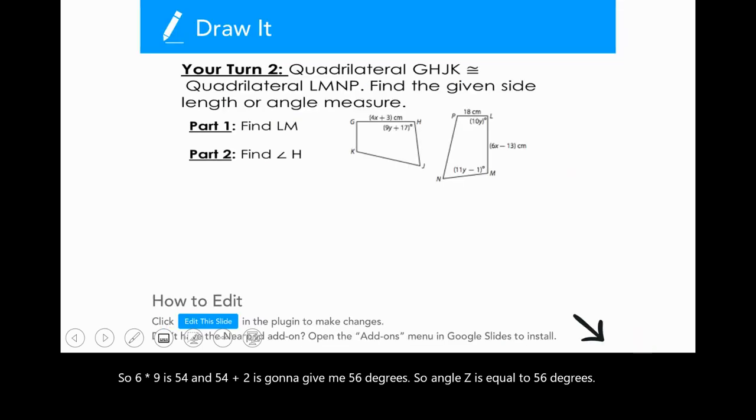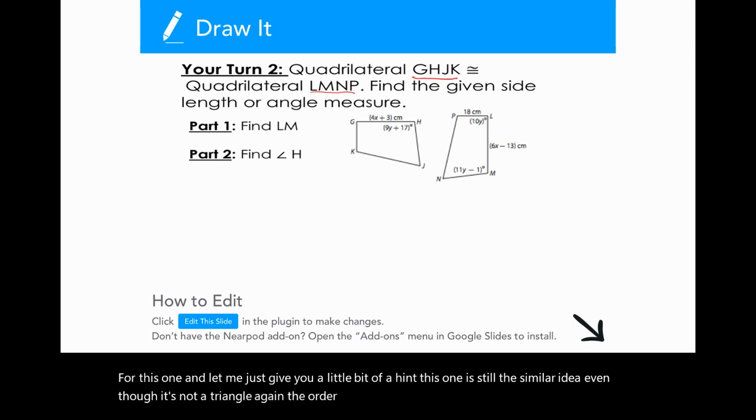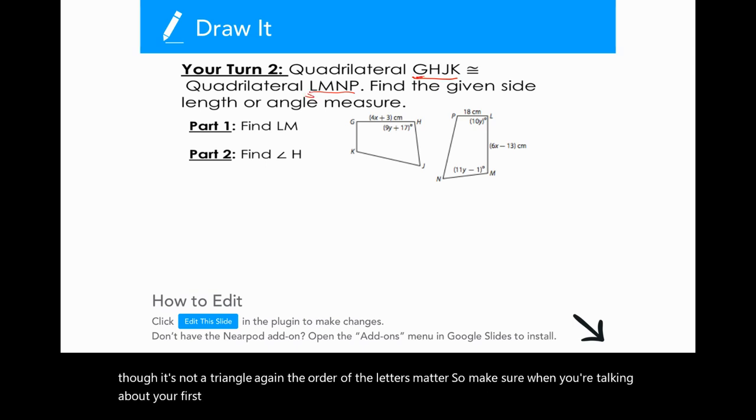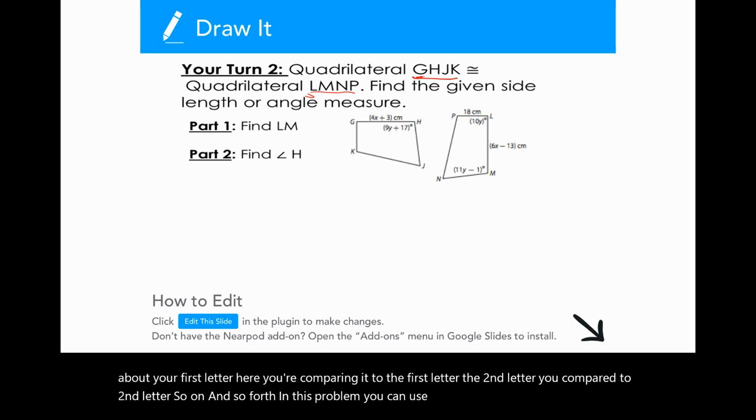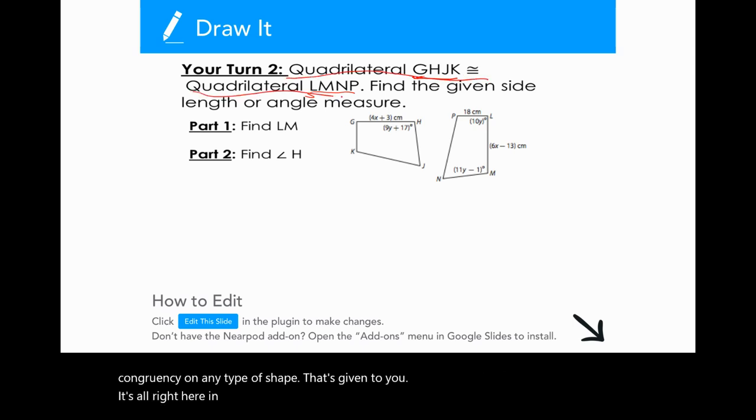All right, now it's your turn again. For this one, let me give you a little bit of a hint. This one is still a similar idea, even though it's not a triangle. Again, the order of the letters matters. So make sure when you're talking about your first letter, you're comparing it to the first letter. The second letter, you compare to the second letter, and so on and so forth in this problem. You can use this with any type of congruency on any type of shape that's given to you. It's all right here in the definition of what they consider to be congruent.